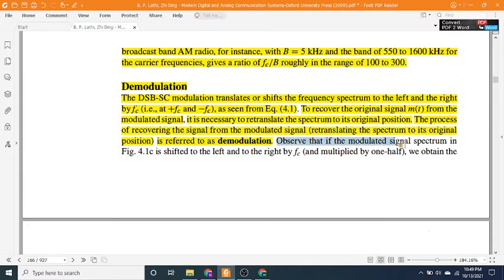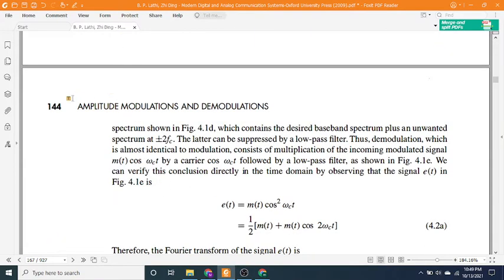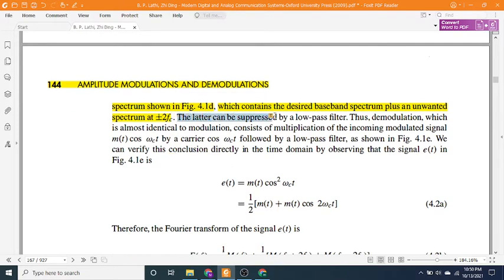Observe that if the modulated signal spectrum in Fig. 4.1c is shifted to the left and to the right by fc, and multiplied by 1/2, we obtain the spectrum shown in Fig. 4.1d, which contains the desired baseband spectrum plus an unwanted spectrum at plus or minus 2fc. The latter can be suppressed by a low-pass filter.